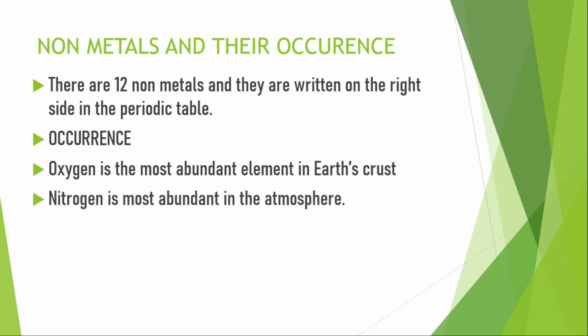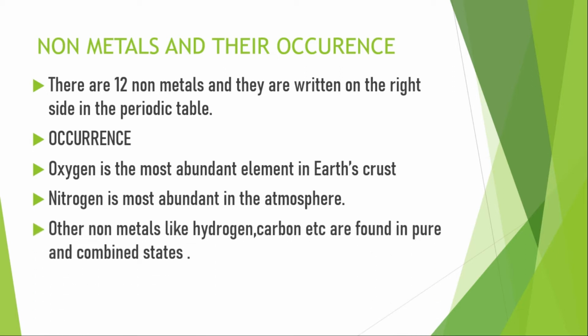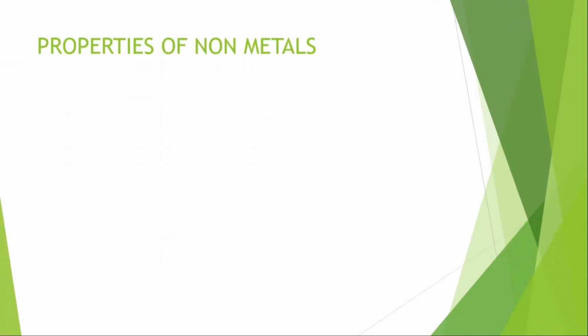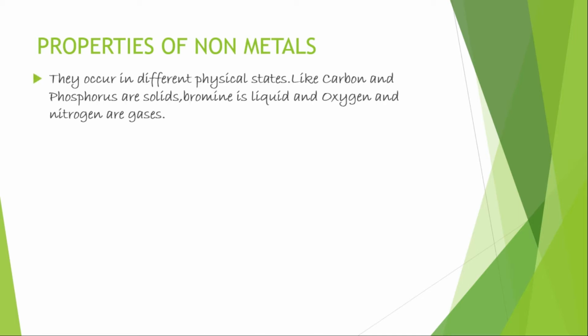You know that oxygen is one of the most abundant elements in the Earth's crust. They are found mostly in the Earth crust, and also nitrogen, it is found abundantly in the atmosphere. Also there are some other non-metals like hydrogen, carbon, and sulfur, and these are again found in pure as well as combined states.